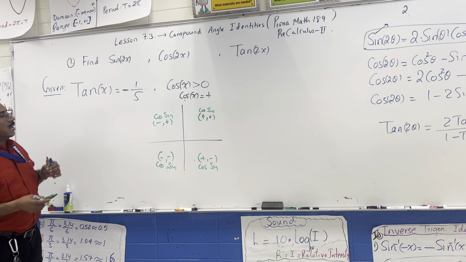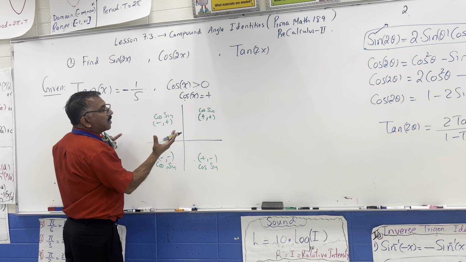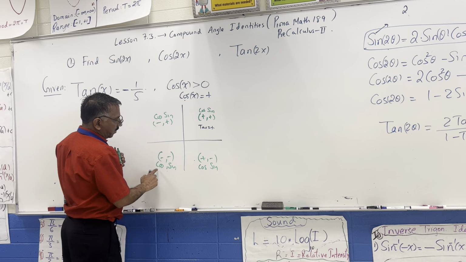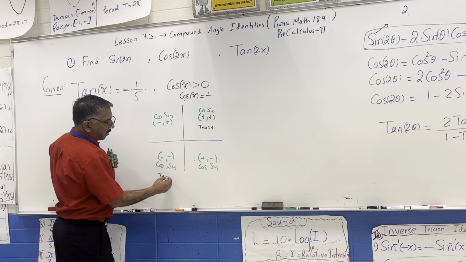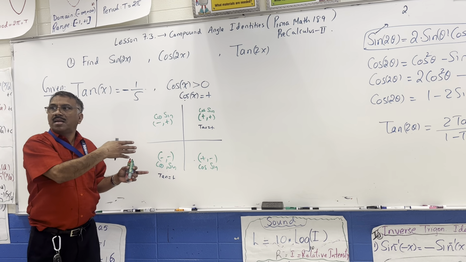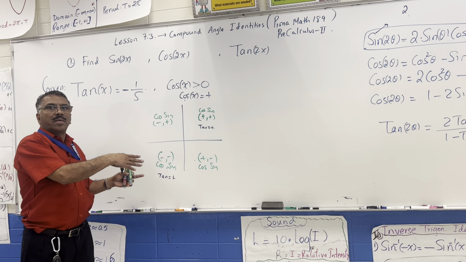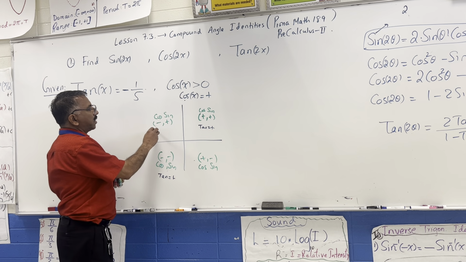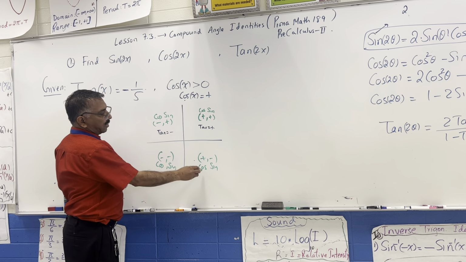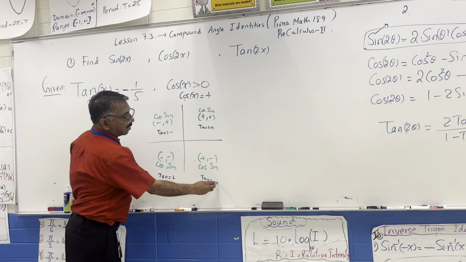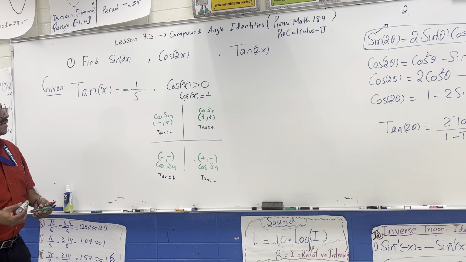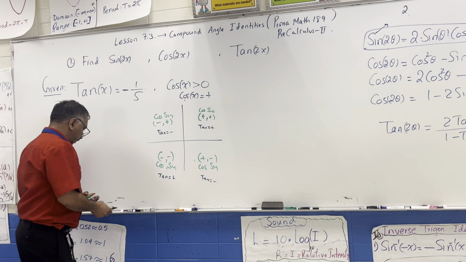Now, so basically, what about the tan? If these two are positive, tan has to be positive. If these two are negative, tan has to be positive here also. So tan is positive when both are having the same sign. If they are opposite, here tan is negative, and here also tan is negative. Understand that part? So now, can you decide and tell me where is the angle?